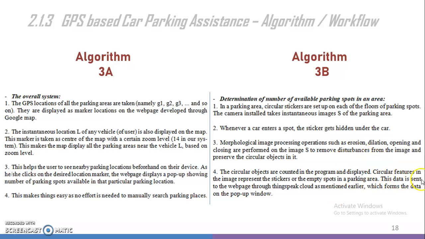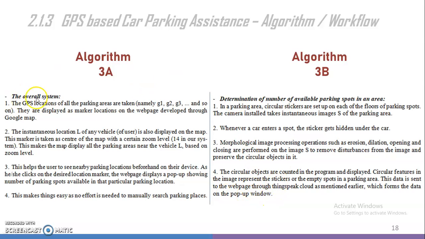So the circular features of the image represent the stickers of the empty spots, and this can be counted and displayed, and this data is sent to the web page which we have developed through the ThingSpeak cloud. First it gets uploaded in the ThingSpeak cloud, and then it is taken from there by the website, and this is displayed on the pop-up window.